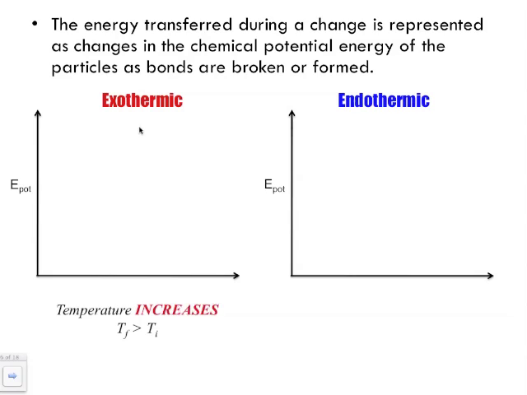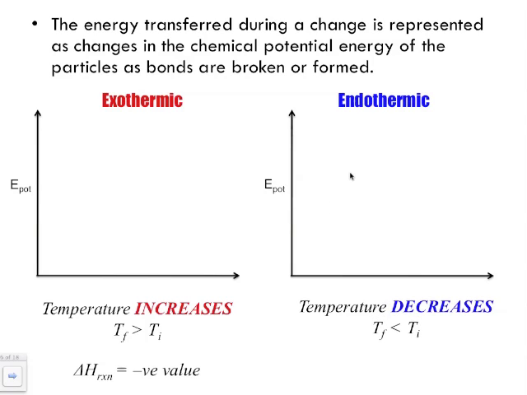Let's just recap a few things. We know that in an exothermic reaction, temperatures will increase, more specifically from an initial to some final temperature. Our delta H, or change in enthalpy, is a negative value for an exothermic reaction. For an endothermic reaction, the temperature of the surroundings will decrease, resulting in a change in enthalpy that gives us a positive value.